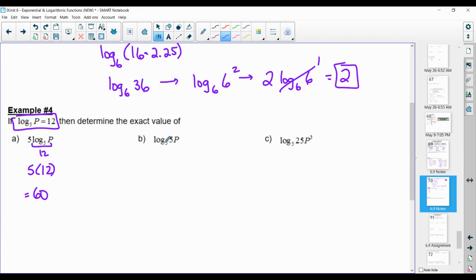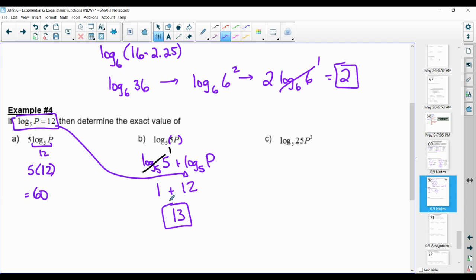Looking at our next question, we've got log base 5 of 5p. Well, this is our argument, 5p. That doesn't help us until we separate things out. So these are being multiplied. That tells me that I can go in the opposite direction and add my logarithms by separating my argument. Now I have log base 5 of 5, which we know from our properties in our last lesson is 1. So log base 5 of 5 is 1. And we know that log base 5 of p is 12 because that's given to us in our original statement. So 1 plus 12 is 13.